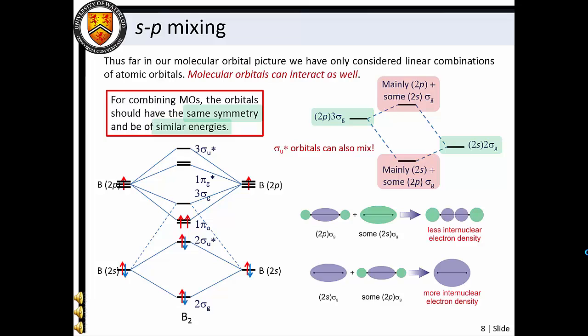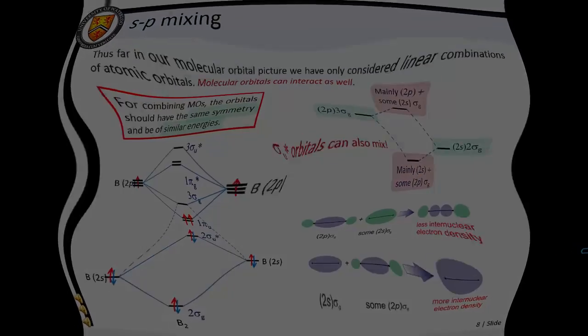If the wave functions are in phase between the nuclei, there is constructive addition and therefore increased electron density between the nuclei. This enhances the bonding character of the new molecular orbital. If, on the other hand, the wave functions are out of phase between the nuclei, destructive interference reduces the electron density between the nuclei, thereby diminishing the bonding character. Note that similar arguments can be made to describe the interaction between the sigma u orbitals as well.